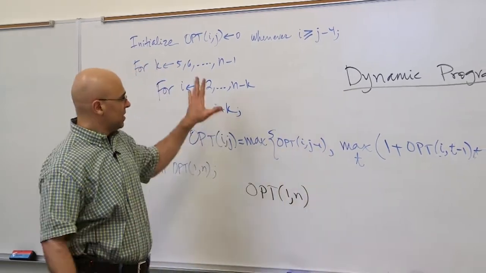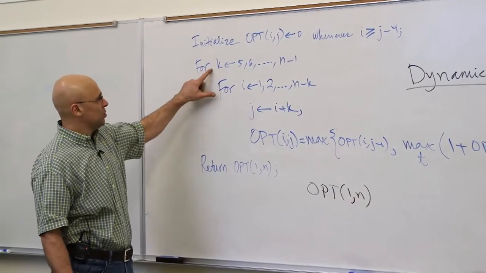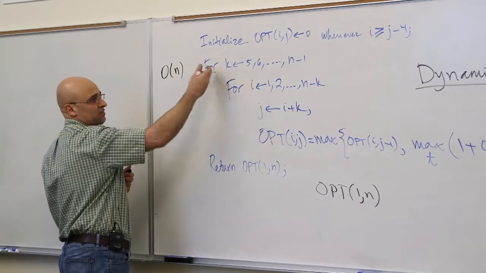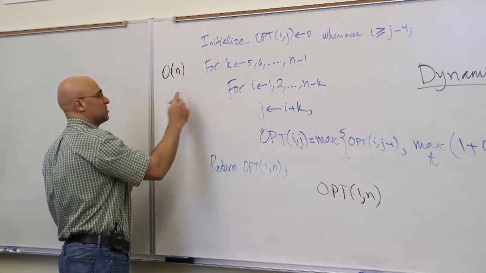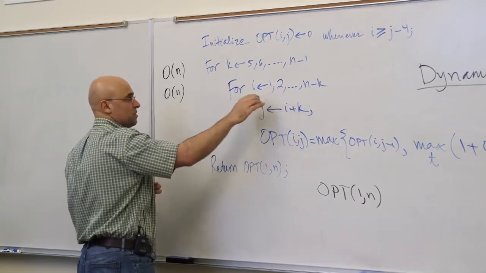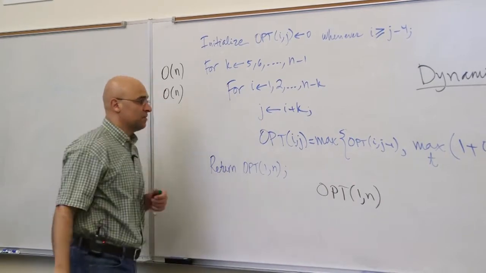Now, what is the running time of this algorithm? It's actually very simple to analyze. This loop here is on the order of n, right? n minus 5, it is O(n). This here is also on the order of n, because in the worst case, it is going to go from 1 to n minus 5.